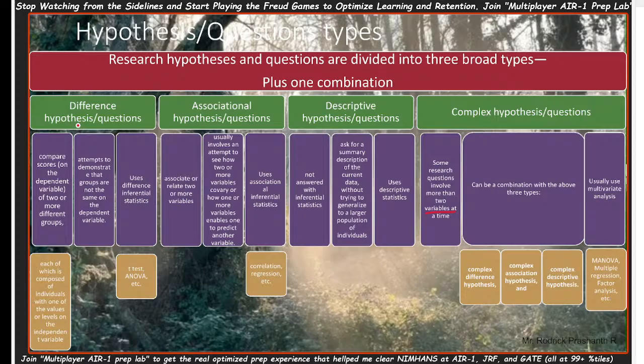Then you have a relationship between two variables, IQ and, let's say, happiness, or IQ and GPA. So these are bivariate correlations, just two variables. But you can have multiple correlation also.